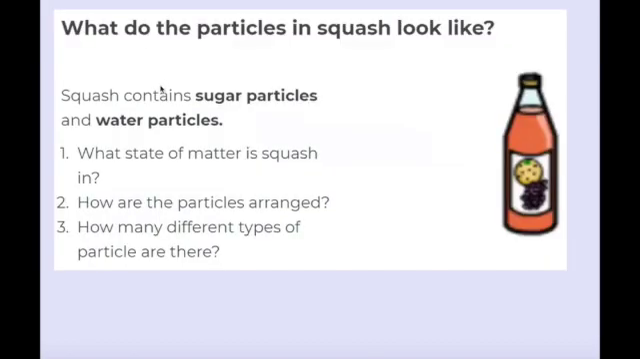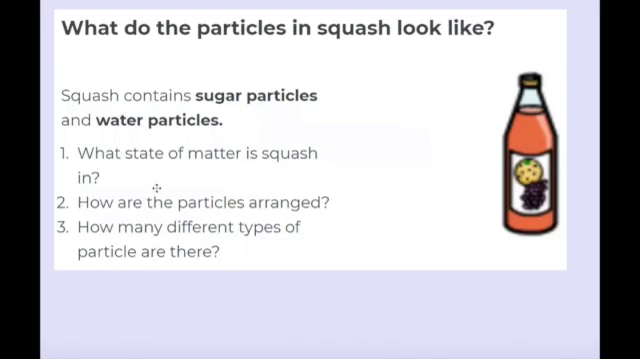Now, what do the particles in squash look like? So squash contains sugar particles and water particles, because actually when we make a cup of squash, we know that we put our squash in, then we add our water. So we know we are making a mixture. Now think to yourself, what state of matter is squash? How are the particles arranged? How many different types of particle are there?